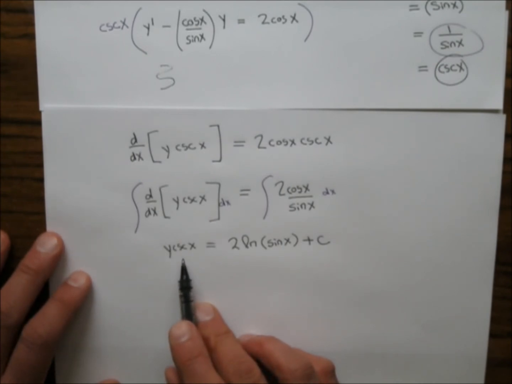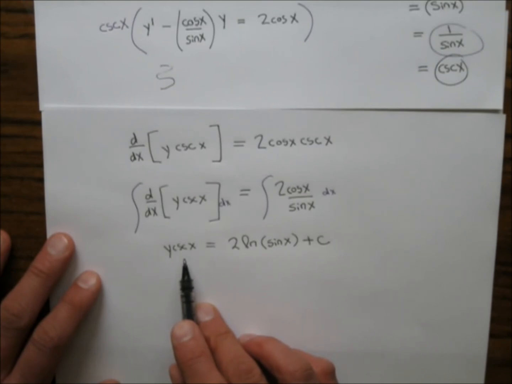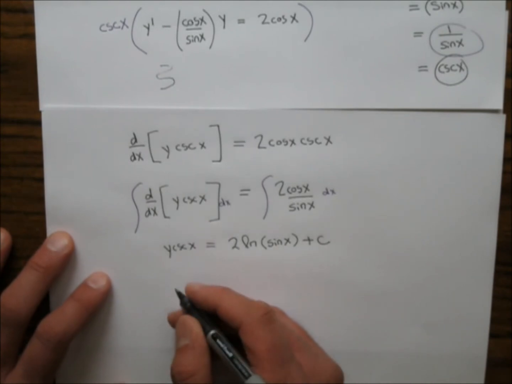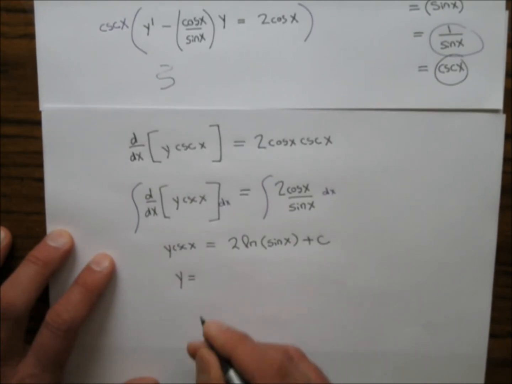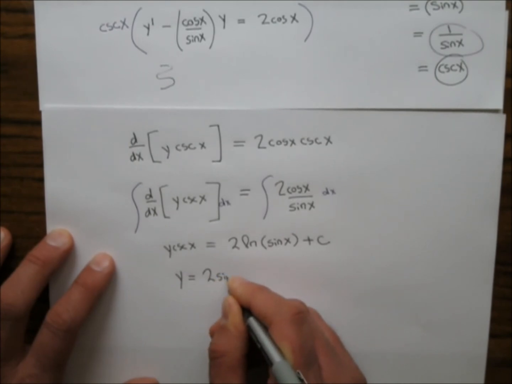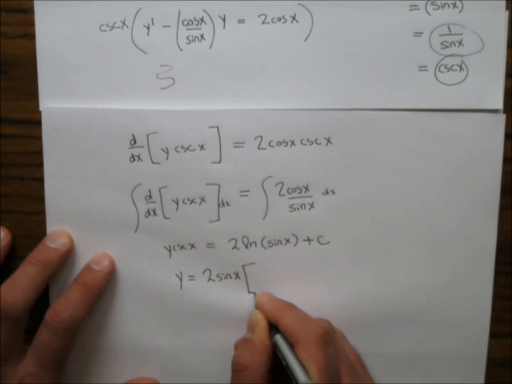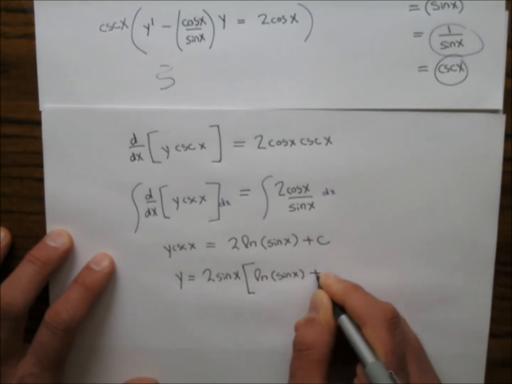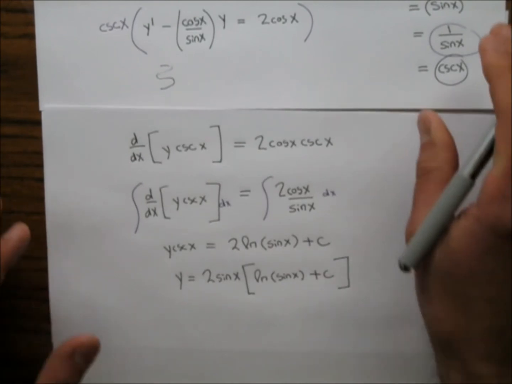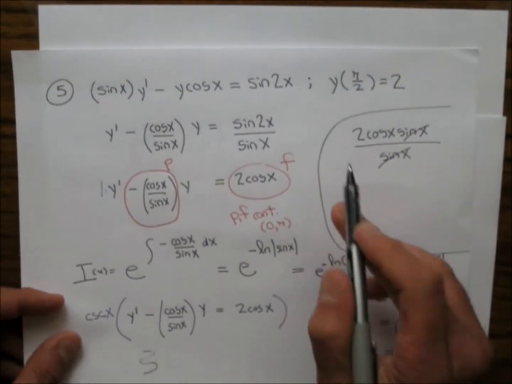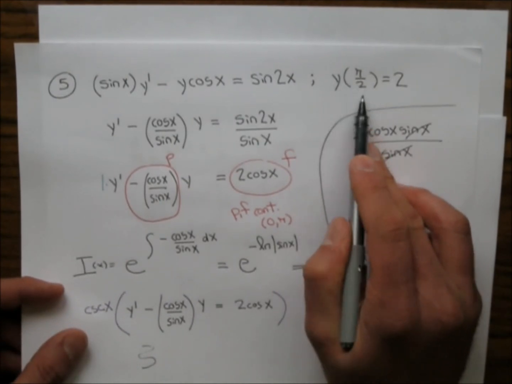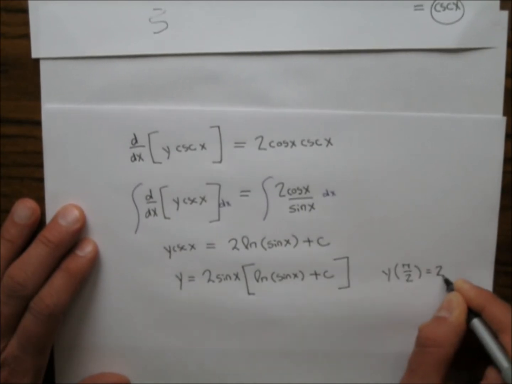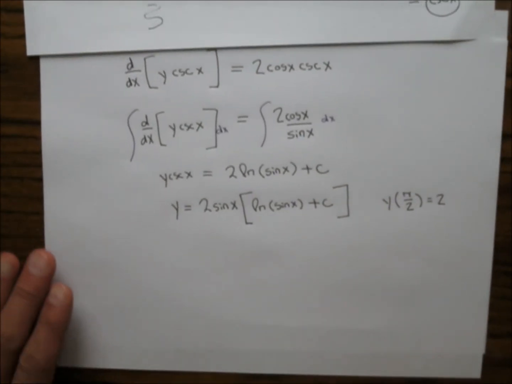The cosecant is really 1 over the sine. So you can multiply or divide by the cosecant or multiply by sine. You end up getting y equals 2 sine x times the ln of the sine x plus c. Now, in this problem, they gave this initial condition, y of pi halves equals 2, and so we're going to figure out what the c is and write a particular solution here.